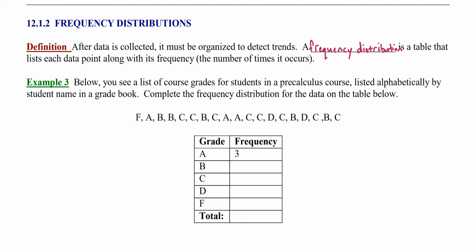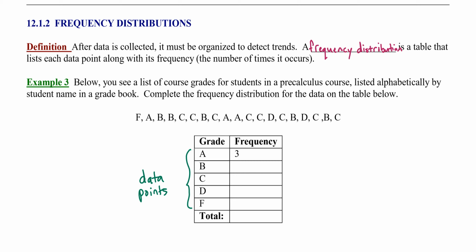What we want to do is begin to detect trends. How did the class do as a whole on this exam? So in order to do that, we're going to construct a frequency distribution. Now, the individual grades are the data points, A, B, C, D, and F. Those are the data points under study. We want to know how many times each one of those data points occurred. So we're just going to count.